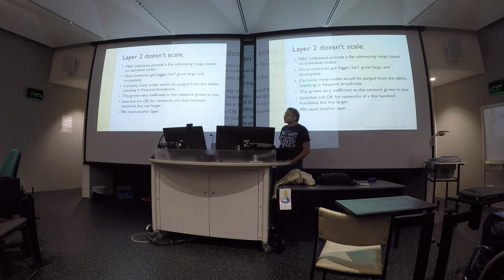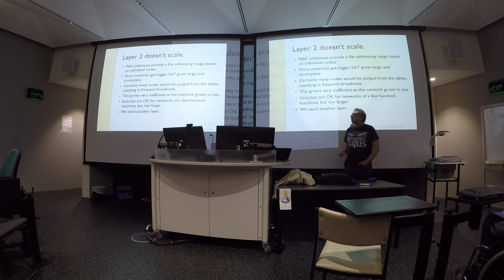Well, MAC addresses provide a flat addressing space. They're based on the manufacturer. The switches see the MAC addresses for their local nodes. It's flat. It gives no information about where something might be located in the world or in the network. Once networks get bigger, the tables for a switch get bigger and more incomplete, which means more broadcasting, which means more messages, which means we start to get more congestion than we need. You can see where that cascading argument's going.